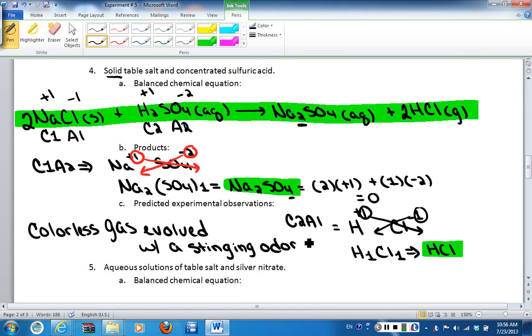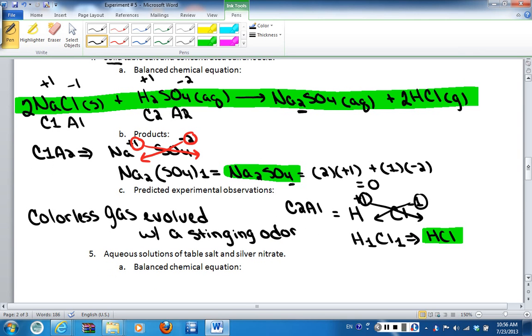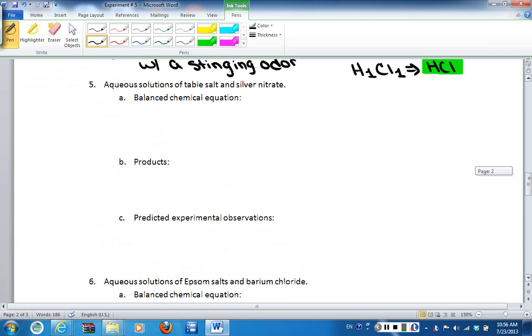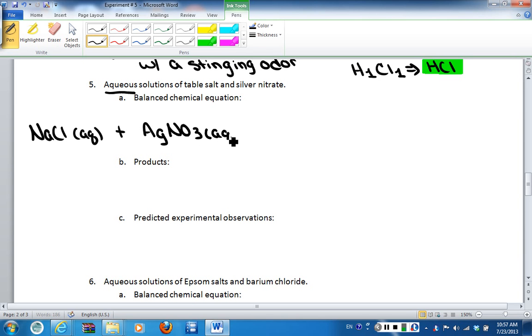Now, if we move on to question number 5, we're still completing and writing balanced chemical equations. We're still predicting products, and we're still predicting experimental observations. So, for question number 5, we have aqueous solutions of table salt and silver nitrate. Table salt, we know that it is NaCl, and it has an aqueous phase. And silver nitrate, we know, has a formula AgNO3, and it too is in the aqueous phase.